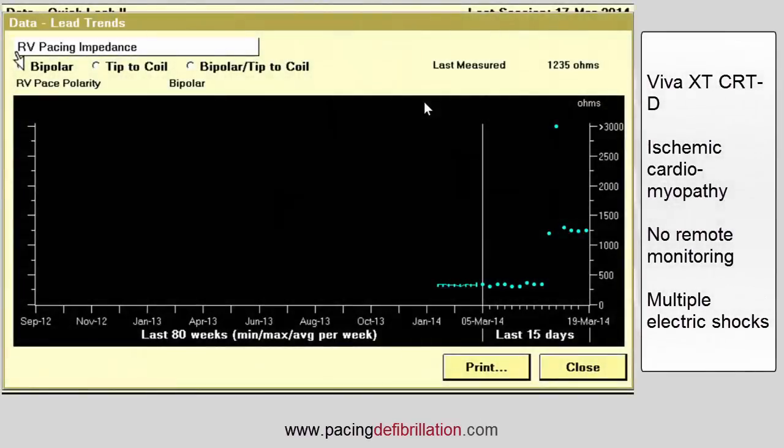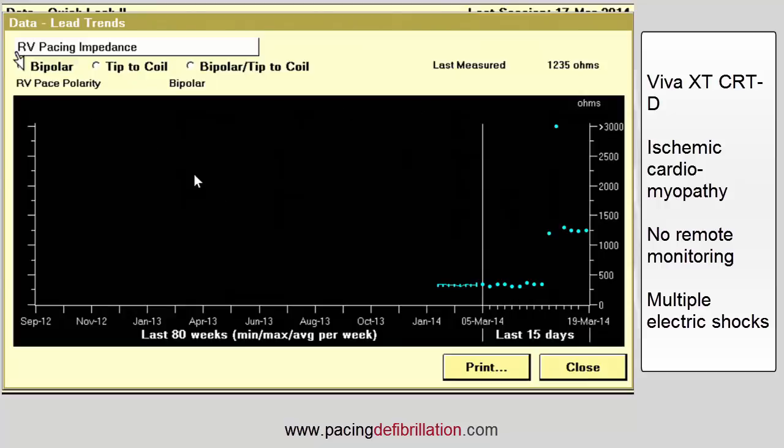This is the case of a patient with ischemic cardiomyopathy implanted with a CRT ICD. He was lost to follow-up for a very long time and then came into the hospital because he had received multiple episodes of electrical shocks.